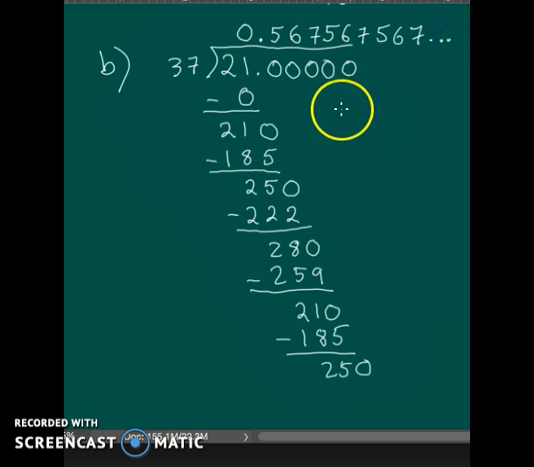So the way that we write that will be 0.567, and I will put the bar above all 3 digits to indicate that those digits are going to be repeating.